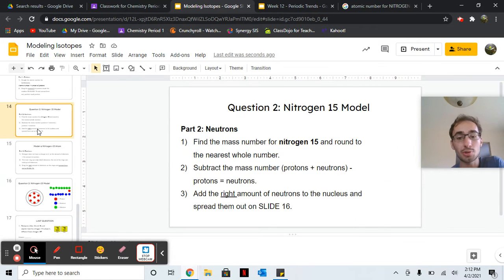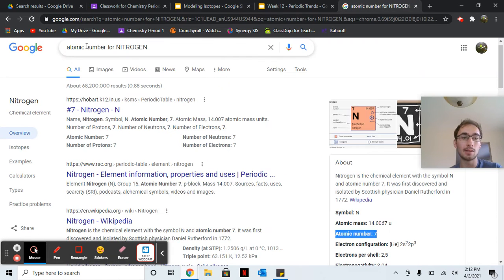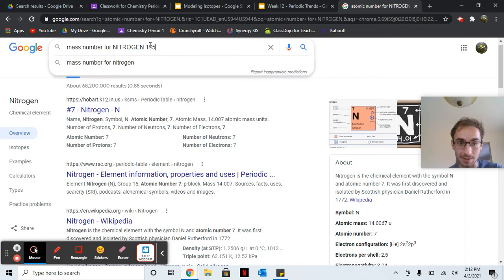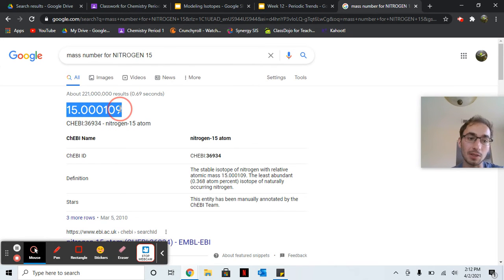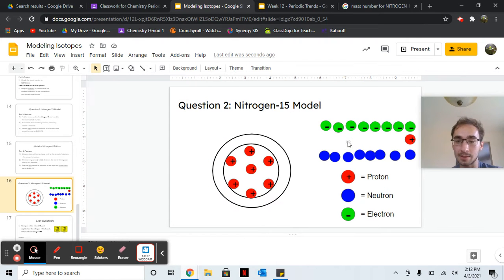Part 2 is the neutrons. Find the mass number for nitrogen 15. Not nitrogen 15, because it's a special isotope. And remember, nitrogen 15 gets its name because it weighs 15. So 15.00109, round down to 15. Subtract the mass number, 15, minus the number of protons. So 15 minus 7 is 8. So that's how many neutrons we need.